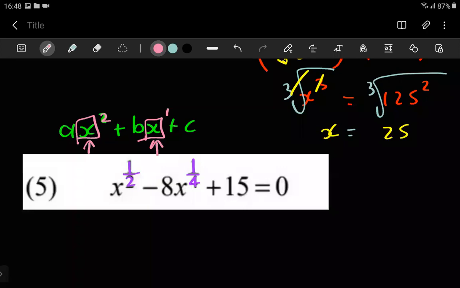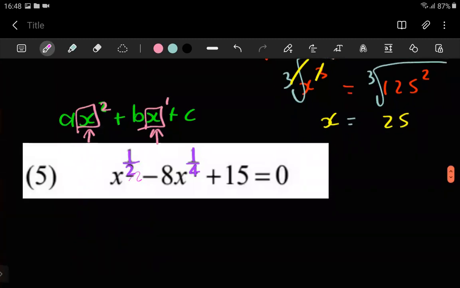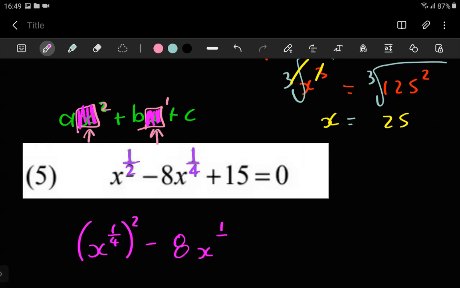So this is a classic example, and you don't have to worry too much about it, because every time you see a half here and a quarter there, you want to have this thing as x to the power of a quarter in both places. To do that, you have this as x to the power of a quarter, but then you square it, because a quarter multiplied by 2 gives you a half. And then here you have x to the power of a quarter, plus 15 equal to 0.